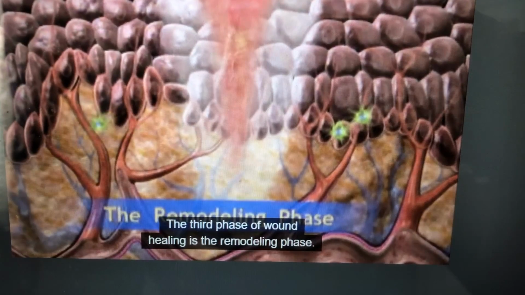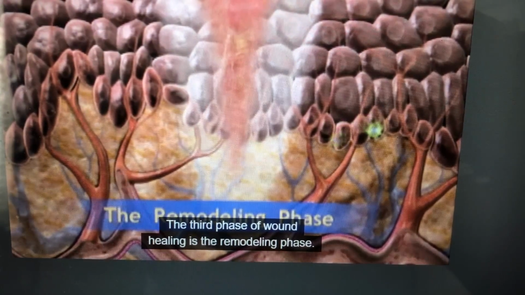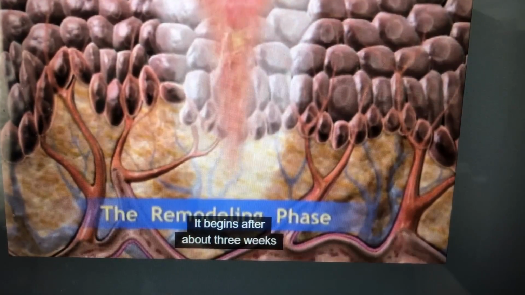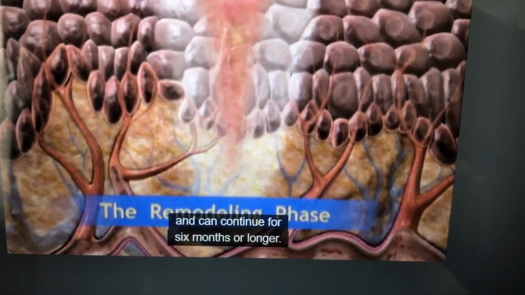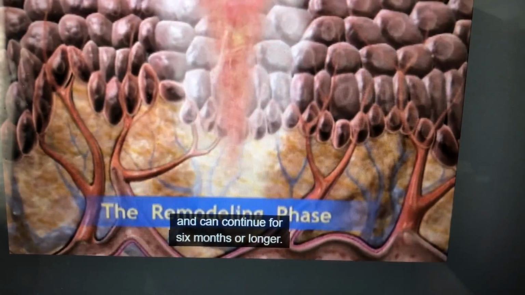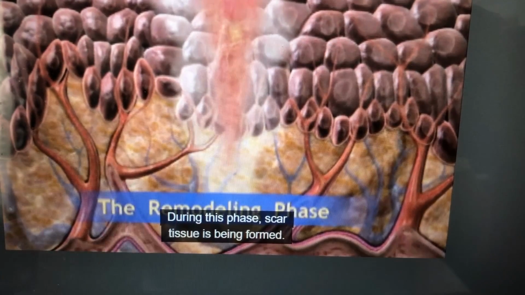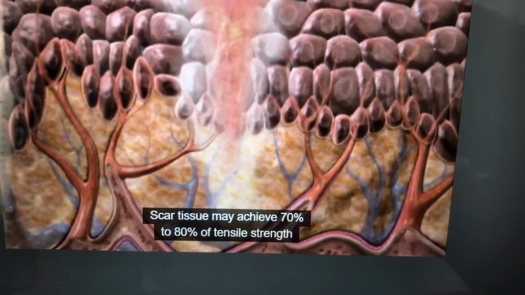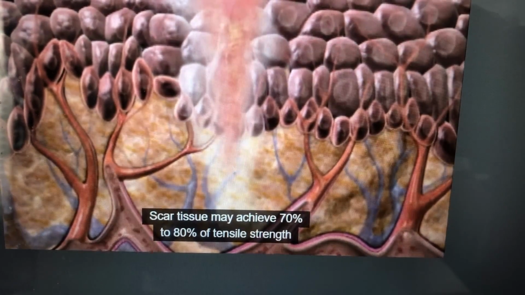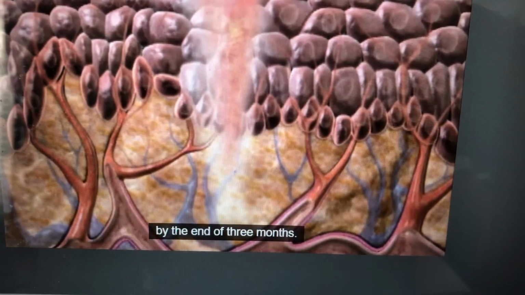The third phase of wound healing is the remodeling phase. It begins after about 3 weeks and can continue for 6 months or longer. During this phase, scar tissue is being formed. Scar tissue may achieve 70 to 80% of tensile strength by the end of 3 months.